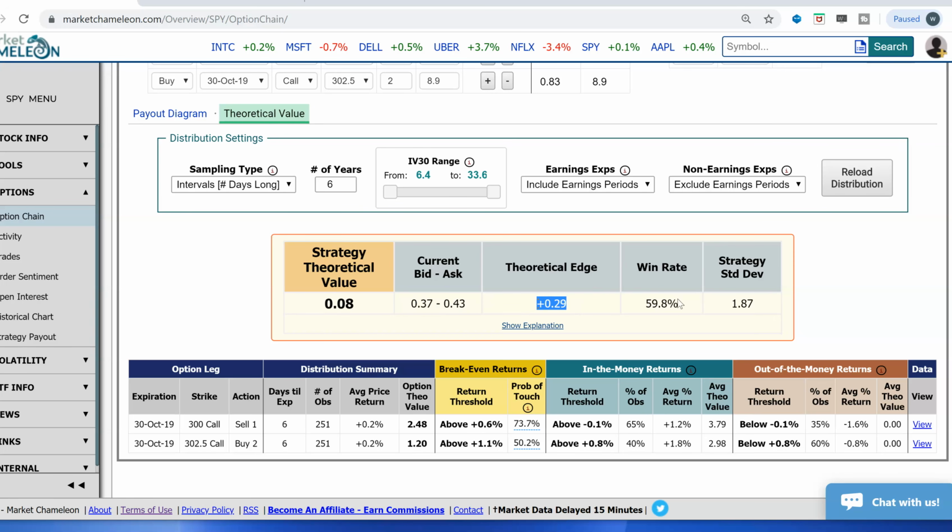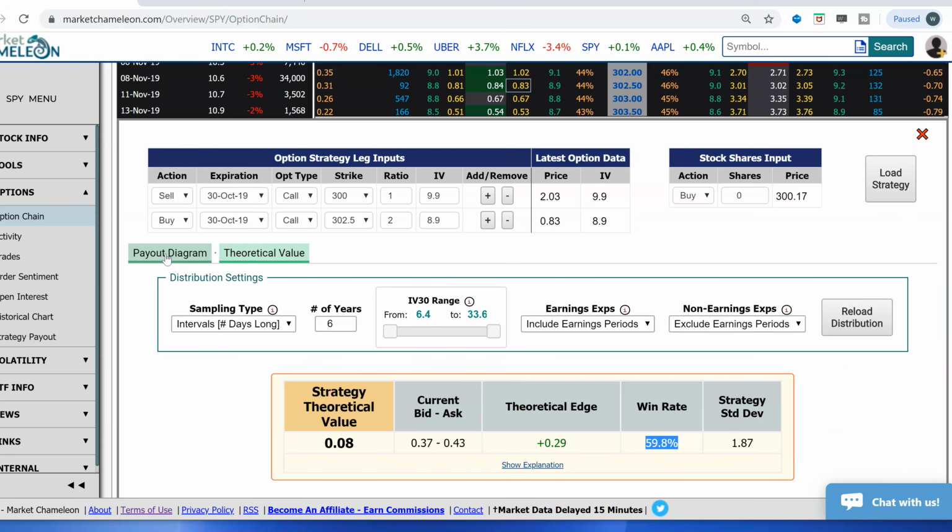If you did this in the last 6 years, your win rate was 59.8%. In other words, 59.8% of the time that strategy resulted in a profit at expiration. So better than 50-50 here. And that's how you would use the historical price return distributions and theoretical values to do a quick check. So I'm going to come back here.